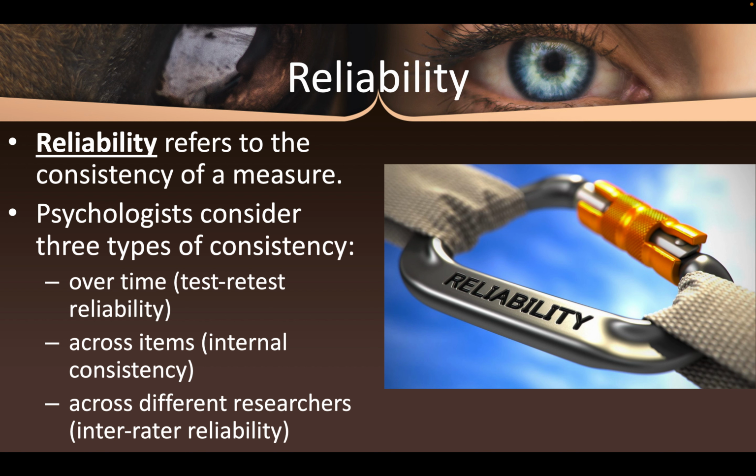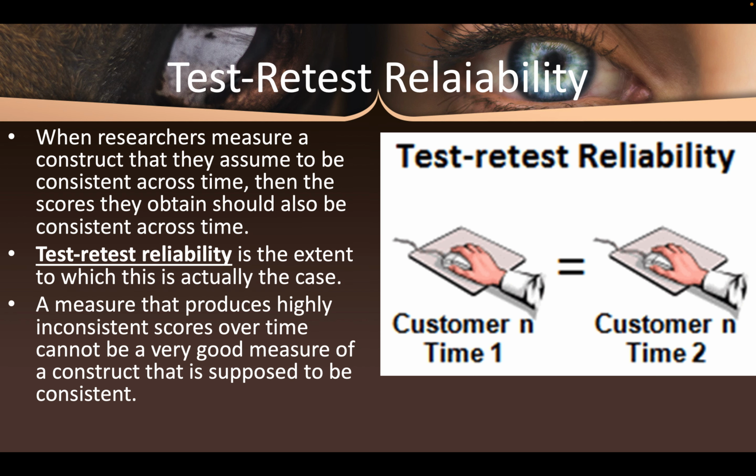Psychologists consider three types of consistency: over time, test-retest reliability; across items, internal consistency; and across different researchers, inter-rater reliability. When researchers measure a construct that they assume to be consistent across time, then the scores they obtain should also be consistent across time. Test-retest reliability is the extent to which this is actually the case. A measure that produces highly inconsistent scores over time cannot be a very good measure of a construct that is supposed to be consistent, and that's test-retest reliability.